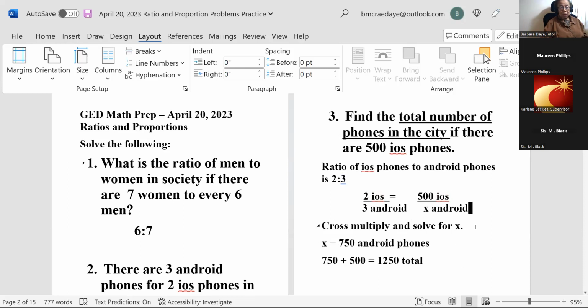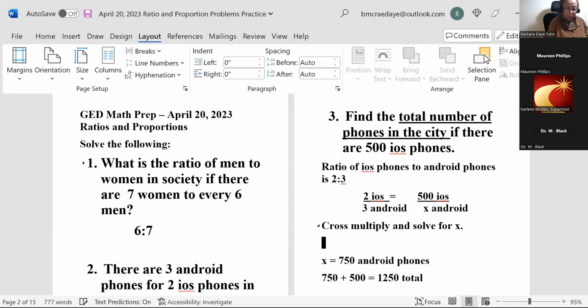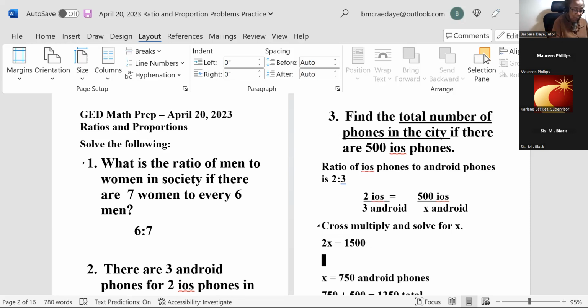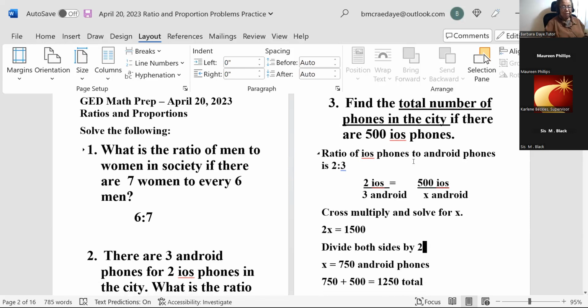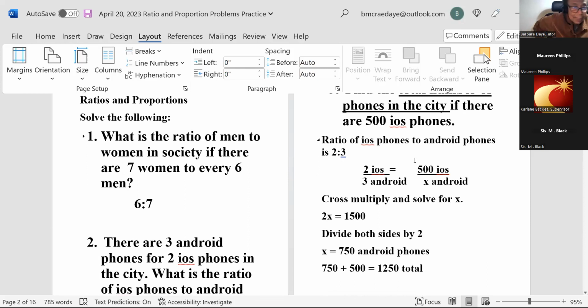You follow? Okay, so when you cross multiply, once you cross multiply, you get 2x equals 1500, right? Now, what do you do to get x? You divide both sides by 2, just like we've been doing with our other equations and the way we did with our inequalities. Divide both sides by 2. And that's how we got the 750. Half of 1500 is 750. Good. Got it?